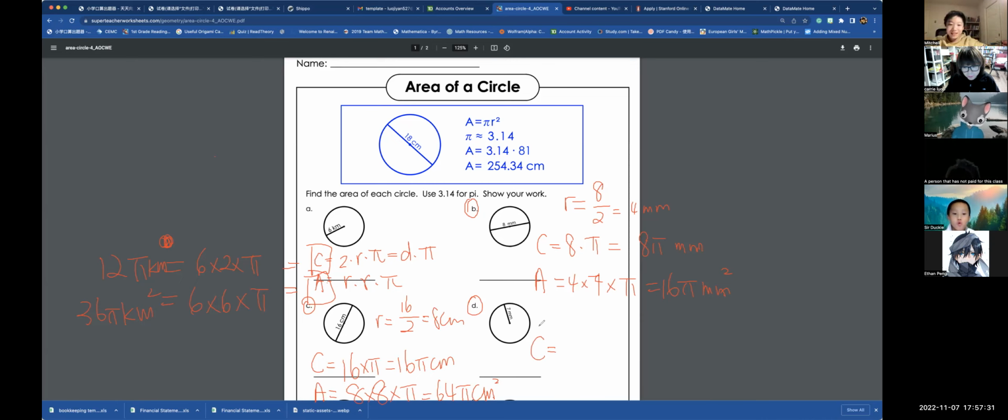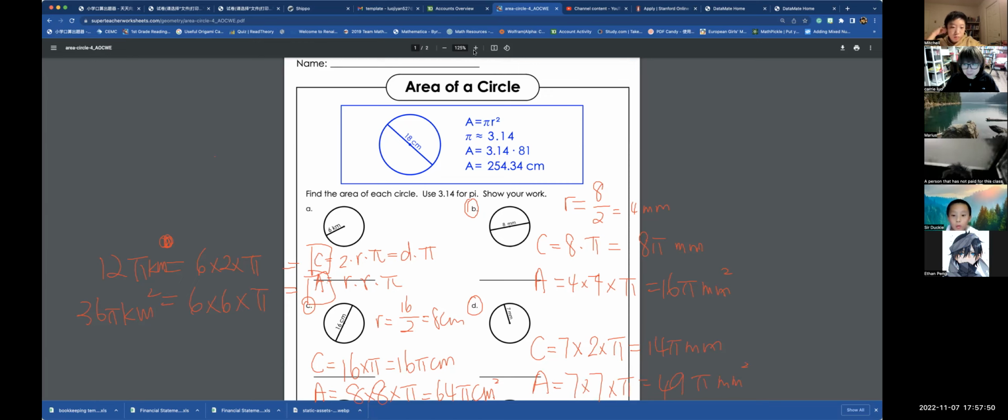So number two is C, the same circumference: 7 times 2 times pi, so equals 14 pi millimeter. And area equals 7 times 7 times pi equals 49 pi millimeter square.